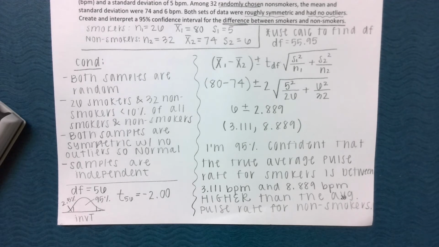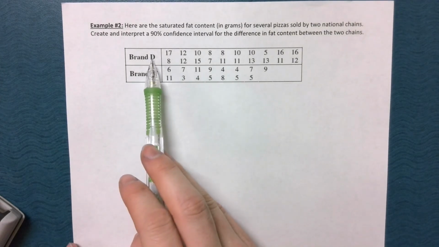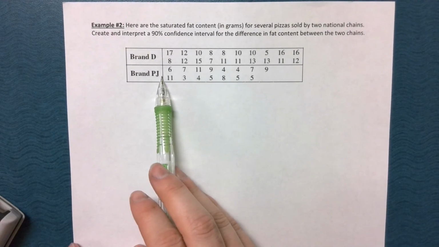Okay, let's go ahead and look at one more example. All right, example 2 says, here are the saturated fat content in grams for several pizzas sold by two national chains. We want to create and interpret a 90% confidence interval for the difference in fat content between the two chains. So it looks like we're looking at brand D and brand PJ.